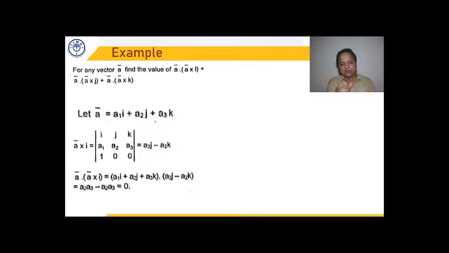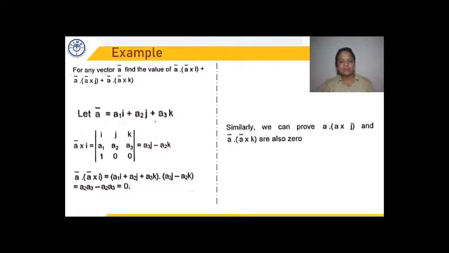Because when you multiply in the dot product, the I coefficients are multiplied together, A1 into 0, plus the J coefficient A2 into A3, plus the K coefficient with sign A3 into minus A2. So it's a scalar quantity. A2 into A3 minus A2 into A3. Whatever be the value of A2 and A3, this cancels out. So it comes out equal to 0. This is 0.